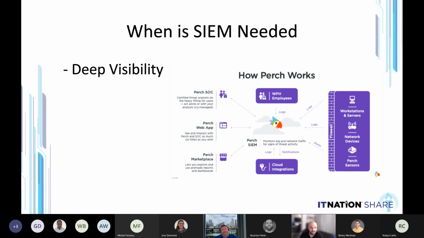And with this deep visibility, I brought up this "How Does Perch Work" page because it shows a lot of the 30,000 foot view elements of what Perch is able to pull in. You can see workstation servers at the top right of this picture, network devices, cloud integrations. We have over 40 cloud integrations, and this is an ever-growing number. It's never going to stop, right? We're constantly doing development and reaching out to our community. This is community fed. For example, some of the integrations we have are SentinelOne, like we went over earlier, O365, G Suite. We even have integrations into Salesforce and ticketing systems now. Really great visibility. You get that deep visibility.